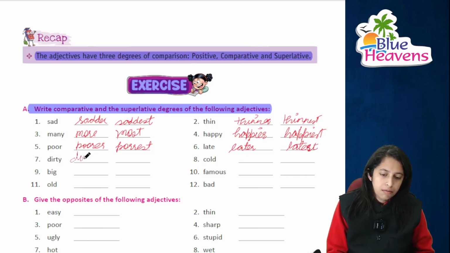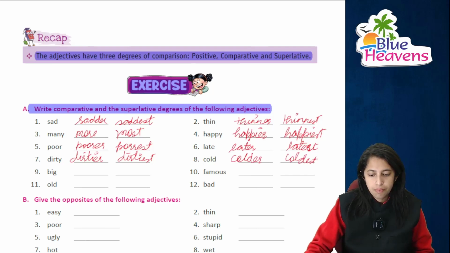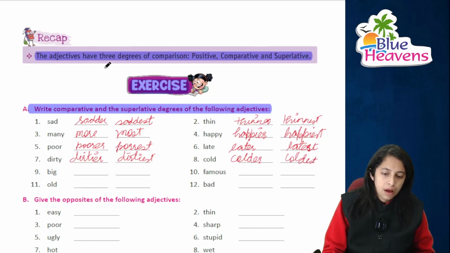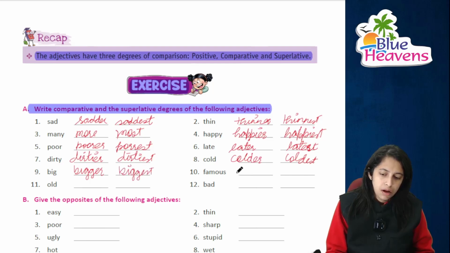Dirty, dirtier, dirtiest. Cold, colder, now it's coldest, right. Big, bigger, then of course biggest. Famous, more famous, and most famous, right. Old, older, oldest. Bad, worse and worst.